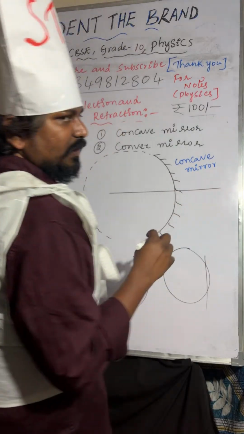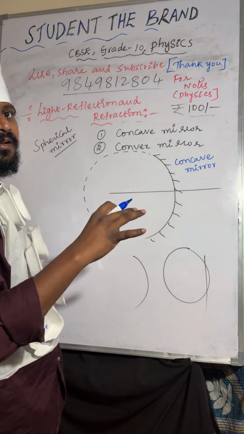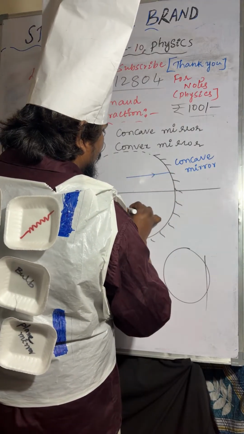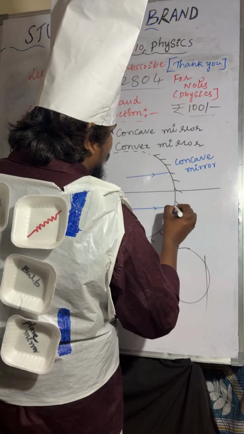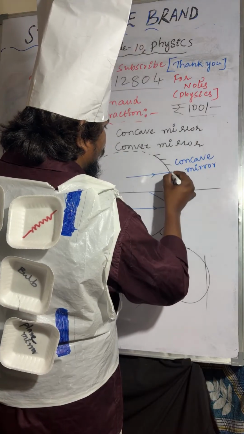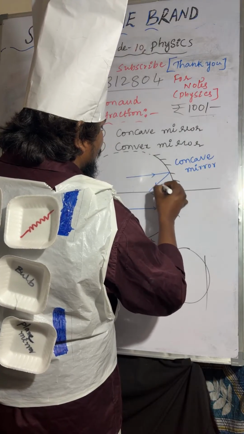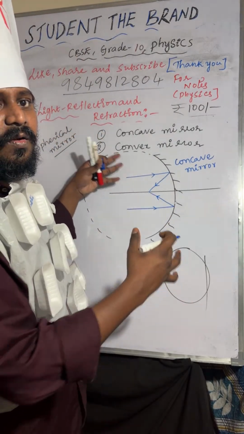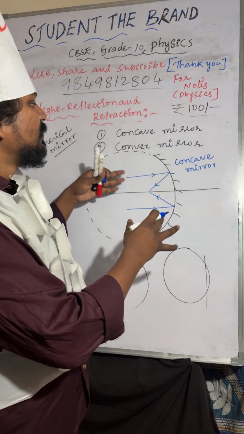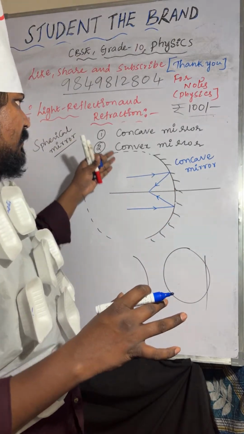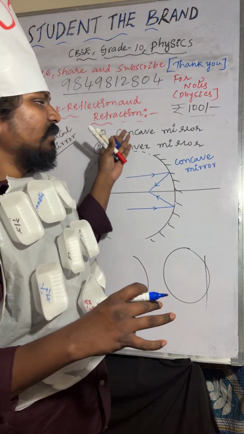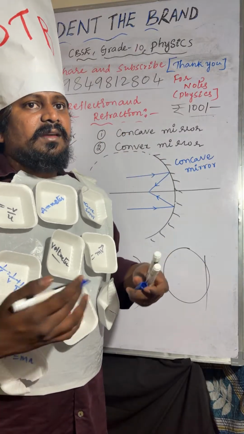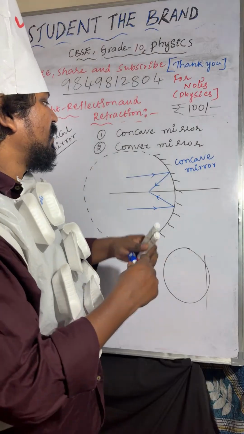Whenever light rays are incident on it, after reflection those light rays move towards the principal axis, coming closer to the principal axis. This type of mirror is known as a concave mirror. Concave mirror is also known as a converging mirror.